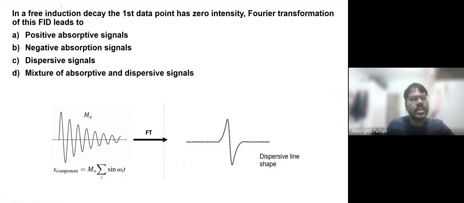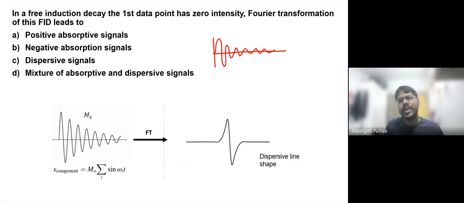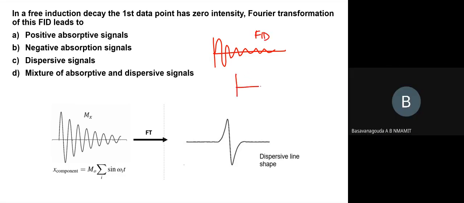So now answer this question. In a free induction decay, if your first data point has zero intensity, then what can happen? So if your first data point has zero intensity, your FID can either look like this. Sorry, in the previous questions, yeah.